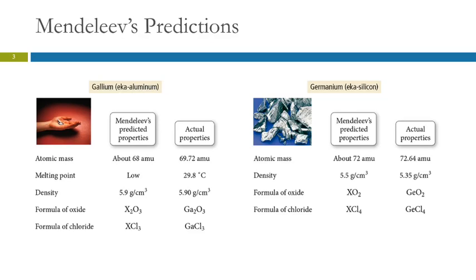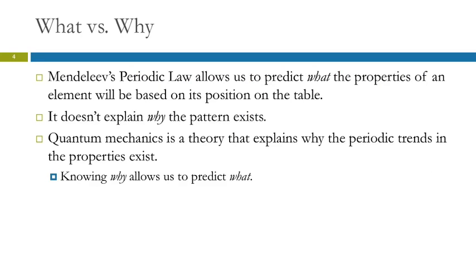In quantum mechanics, looking at what these electrons are doing explains why those patterns are the way they are. The periodic law says what's going to happen. It allows us to predict properties, but it doesn't explain why those patterns exist, but quantum mechanics does.